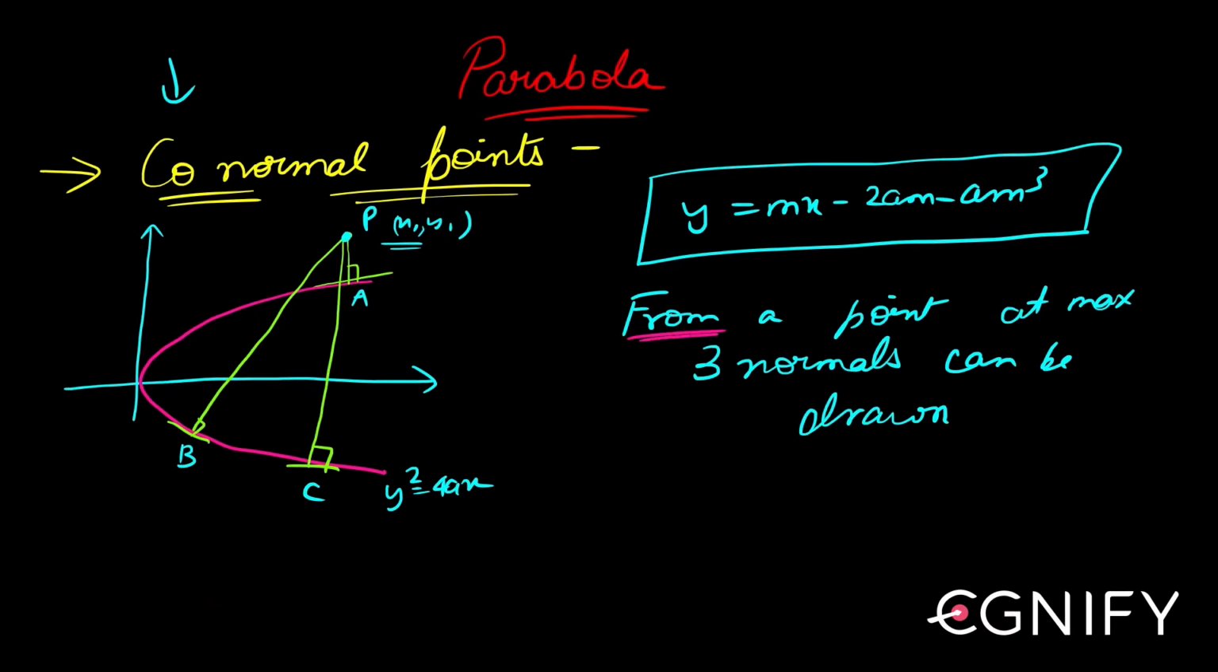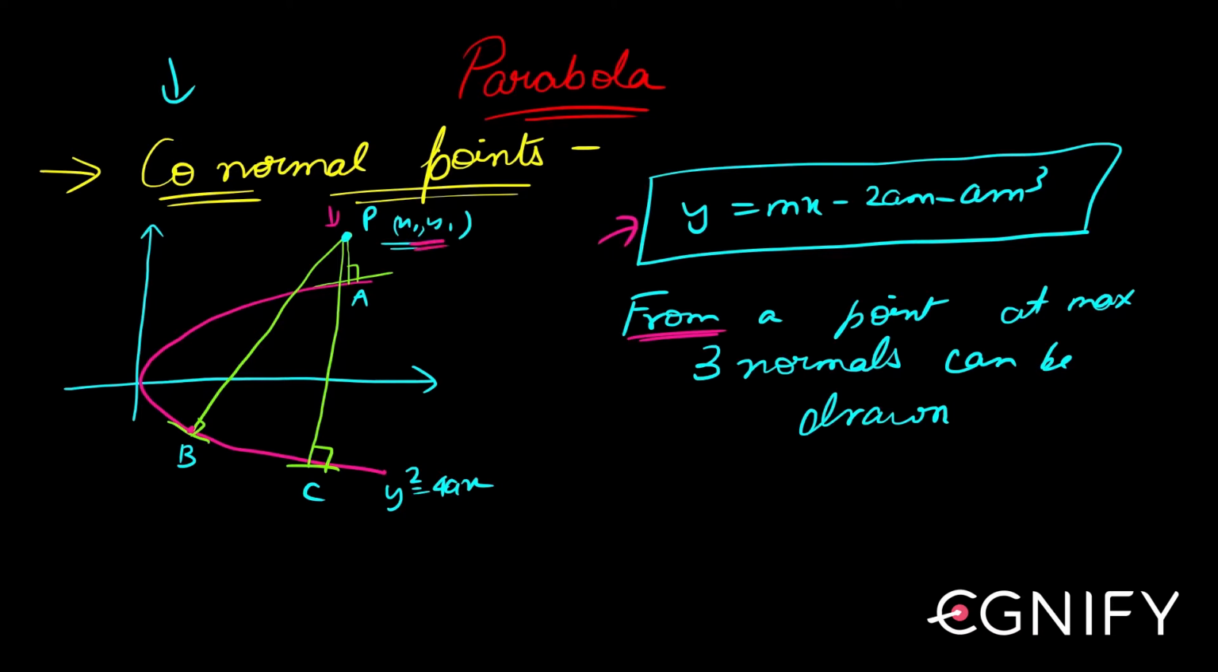at a point at max three normals can be drawn, but the answer is no. At a point only one normal can be drawn, because at a point there is only one tangent, and to that tangent there is only one normal. But from a point you can draw three normals. So at this point B there is only one normal, that is this PB. But from the point P I can draw three normals at max, PA, PB, PC, right? Depending upon how many roots this has.